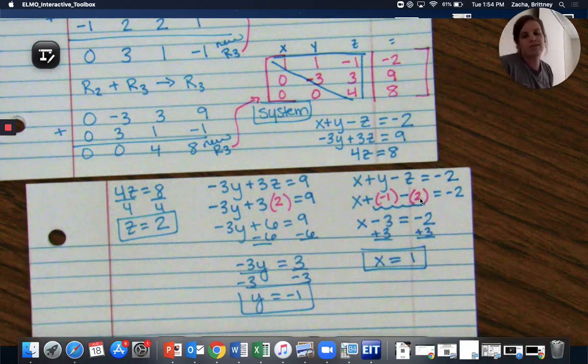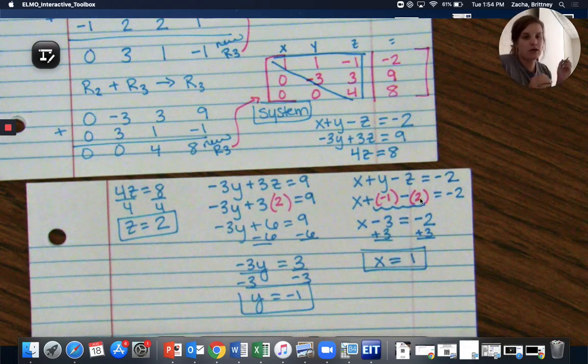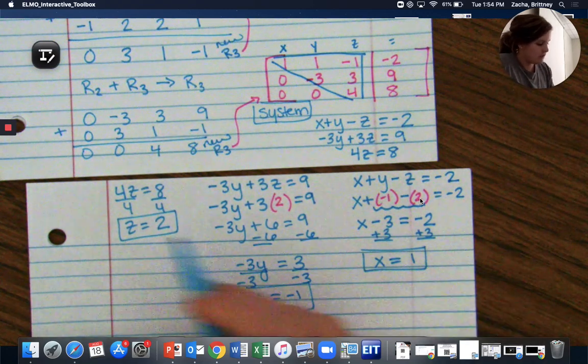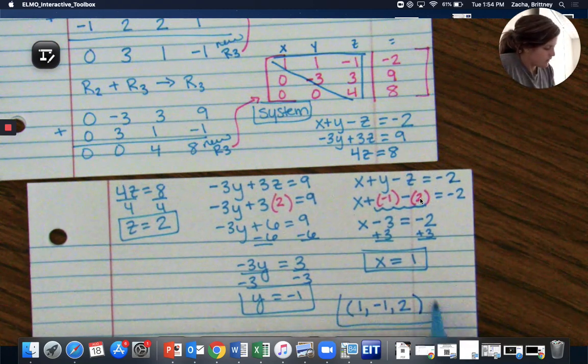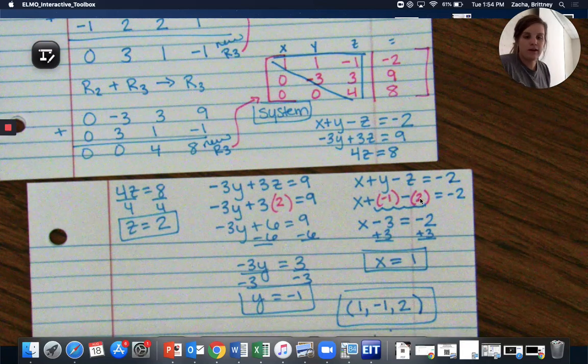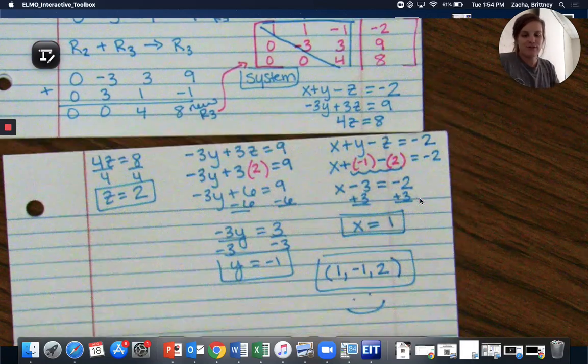Boom, and you're done. Isn't that fun? Okay, so now you have to write it as an intersection point, just like you would an xy coordinate of a system of 2 variables. You're going to write it as an xyz coordinate as your final answer. So 1, negative 1, 2. You did that. How exciting. I'm sure you're smiling right now.